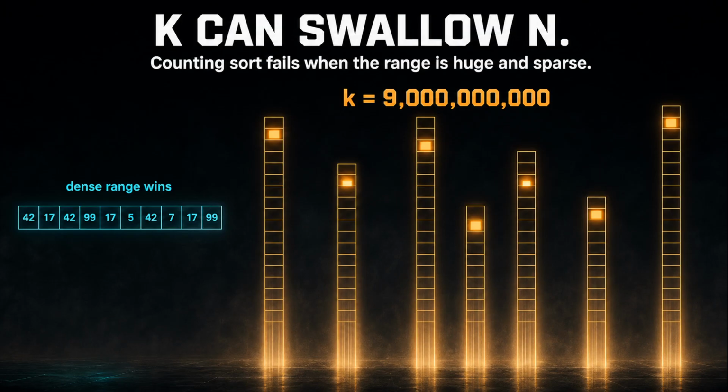That is the shift. But after that linear time payoff, the range term can quietly become ridiculous. If I have 10 user IDs and the largest possible ID is 9 billion, I am not allocating 9 billion counters. Oh, wow. No, that is a memory disaster. At that point, k swallows n. Counting sort wins when the key range is dense enough that k stays close to n. Tiny range, huge input, great. Huge sparse range, tiny input, terrible. Right. The hidden cost is not comparison count anymore. It is memory, cache behavior, and walking empty counters that never corresponded to real data.